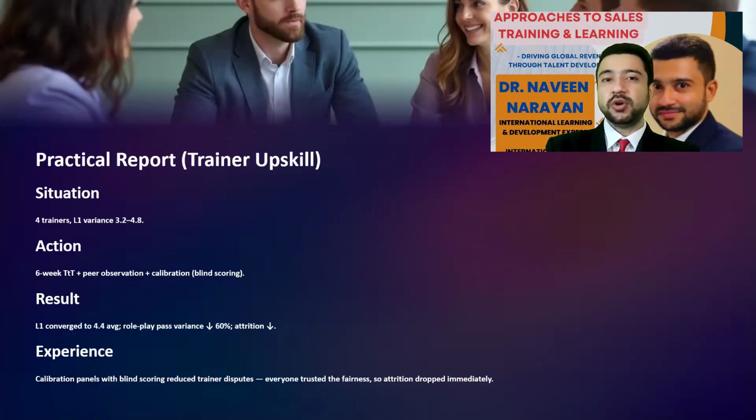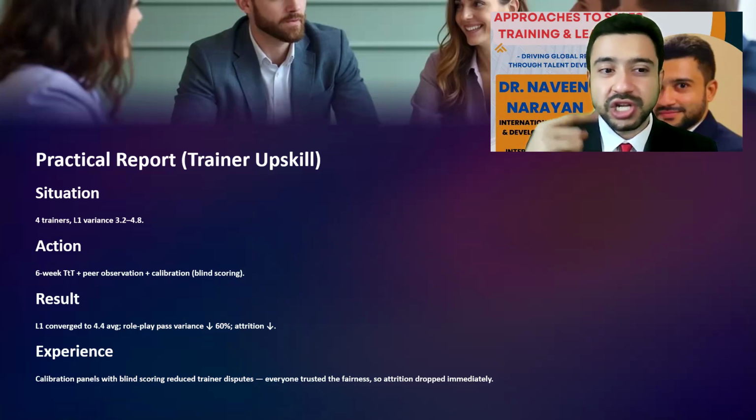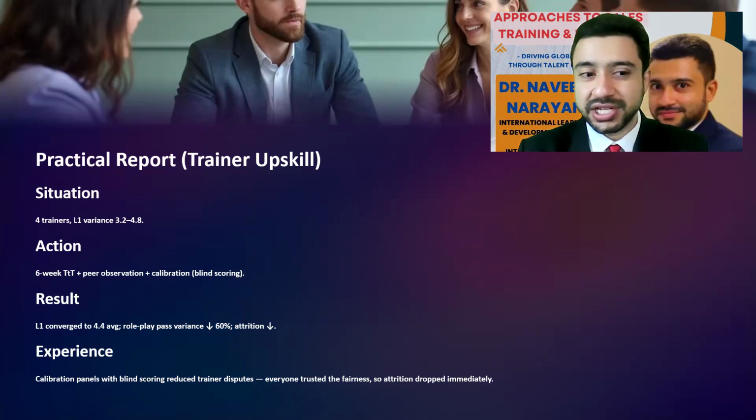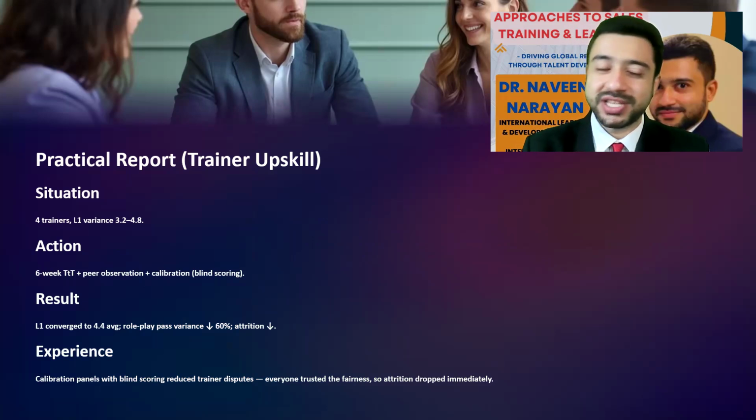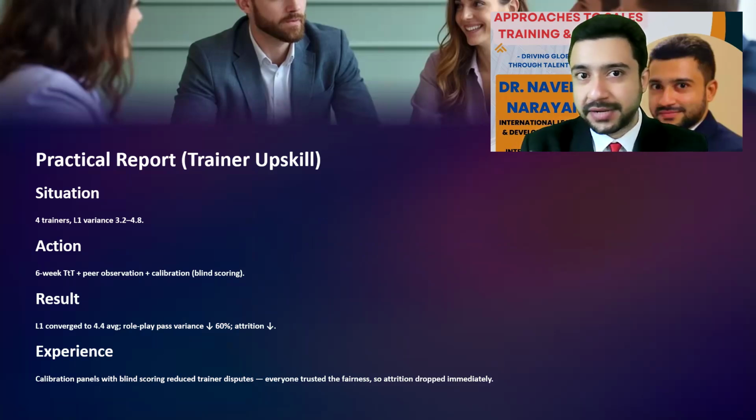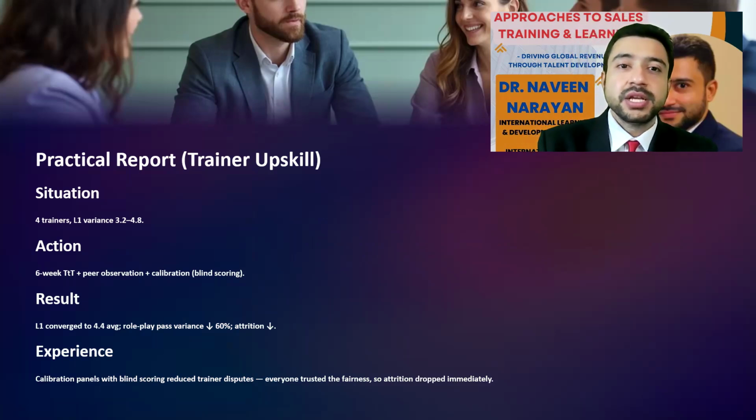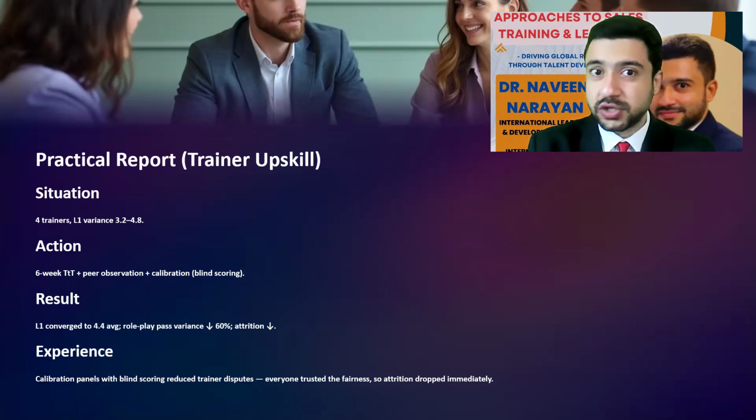So if I want to say again, practical report as again STAR module: situation, action, result, experience. Here, okay, task is not there. Experience I'm sharing again. So trainers upskill, how I will do. Usually 4 trainers were there. L1 variance was 3.2 to 4.8, right? L1 should be more than or equal to 4.2, right? Kirkpatrick's first one, reaction.